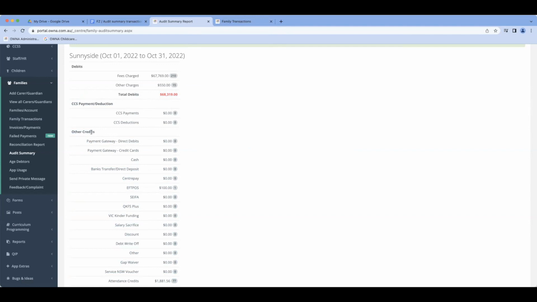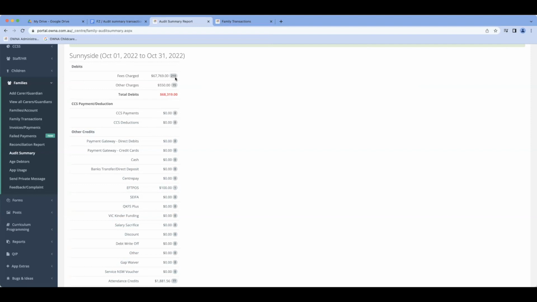But let's just pretend that there is. Let's say your centre receives CCS. You'll see that figure here. And so the system will go, yep, between these two dates, it will accumulate all your CCS payments, and you'll see that figure here. Similarly with the deductions, if you've retracted or withdrawn sessions, obviously the CCS gets deducted, and you'll see that amount there.